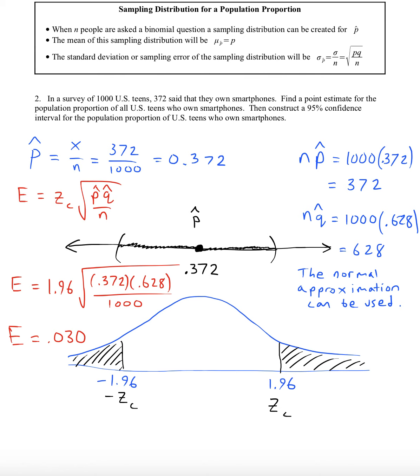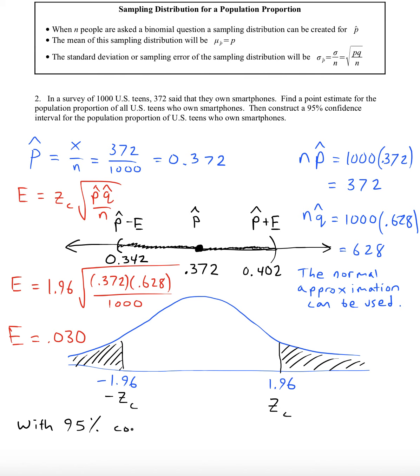All right, now we need to take our P hat and we need to add that margin of error, and we'll also subtract the margin of error. 0.342 and 0.402. That's our confidence interval. So now we can put it in words.